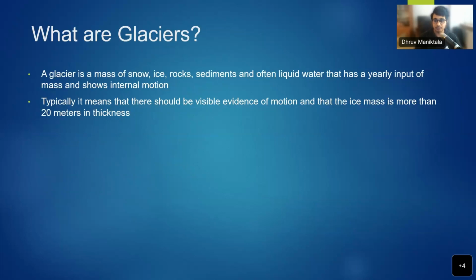The basic definition of a glacier is a mass of snow, ice, rocks, sediments, and often liquid water that gets a mass addition yearly, and it shows internal movement or internal motion. Usually, it means that there should be visible evidence of motion inside the mass of ice, and the ice mass is often more than 20 meters in thickness.